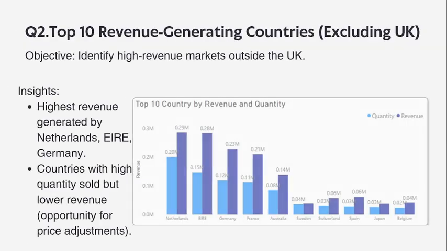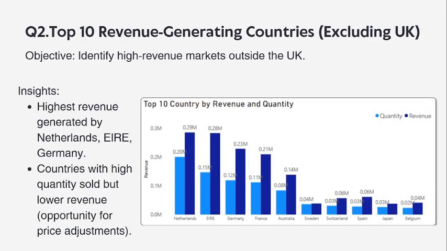Top revenue-generating countries. When analyzing the top revenue-generating countries, we excluded the UK, as it already has a strong demand. Instead, we focused on identifying growth opportunities in other regions. The data shows that the Netherlands, Ireland, Germany, and France are high-performing markets. By investing in these regions, we can further drive revenue growth and strengthen our market position.